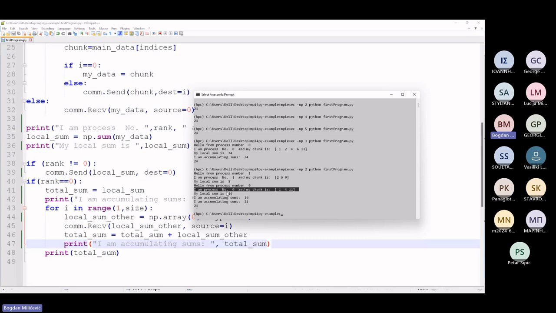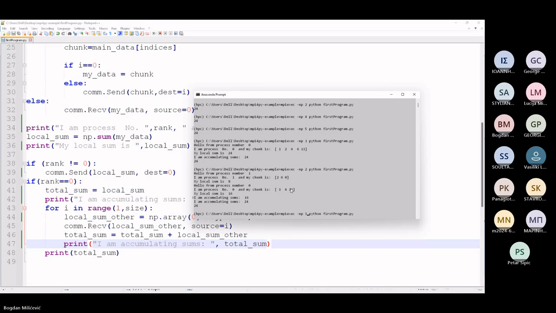So the one process says my local sum is 8. That's okay. That's this one. The other says my local sum is 16. That's for this one. And then the zeroth process is accumulating the sums. So at first he has 16. Then he's asking the first process to send him its own sum, which is 8. And then 16 plus 8 is equal to 24. And final sum is 24.